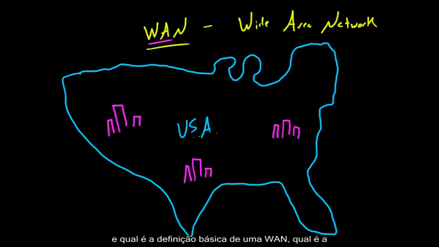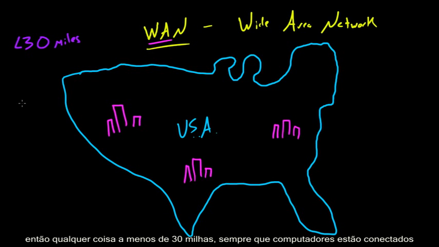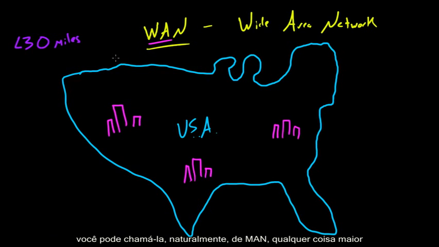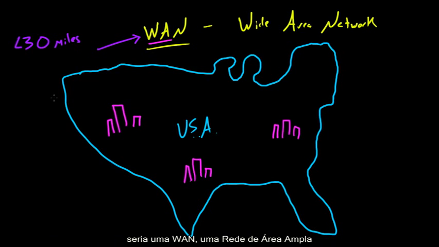And what's the definition of a WAN? What's the definition of a wide area network? Well, one of the criteria is it needs to span larger than 30 miles. So anything less than 30 miles, whenever computers are connected, you can call it, of course, a MAN. Anything larger would indeed be a WAN, a wide area network.